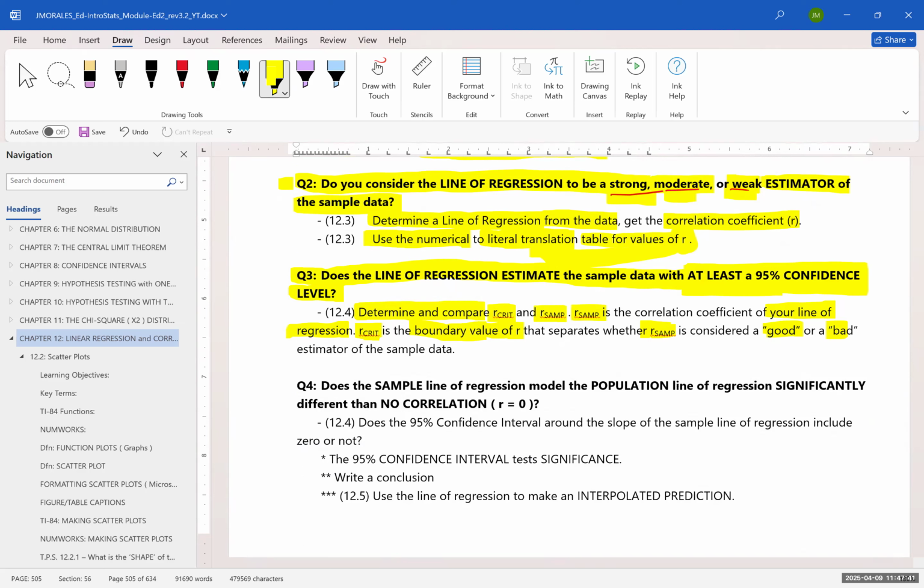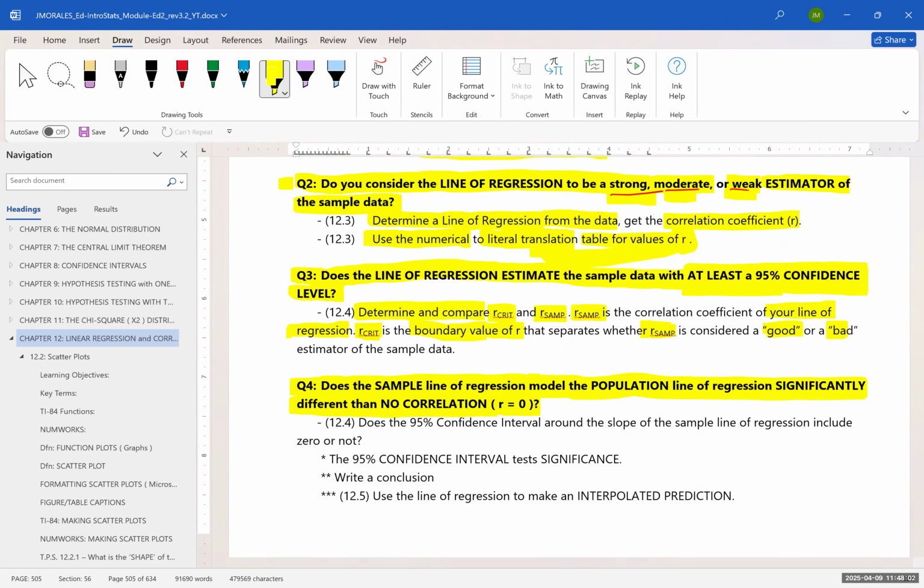And if it passes that test, then we need to determine, does the sample line of regression model the population line of regression significantly different than no correlation? So significantly different than a correlation coefficient of 0.